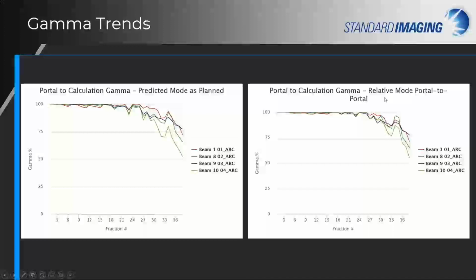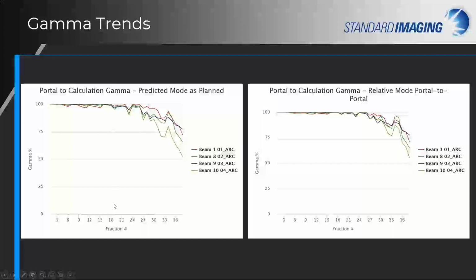And then we can also see the results for the relative mode, where it's being compared, in this case, to the first fraction's delivered portals. And you can see that the trending information agrees quite well for both relative and predicted, which is a good indication. And the results are per fraction. So you can actually start to see when things are going to fall off the cliff a bit here.